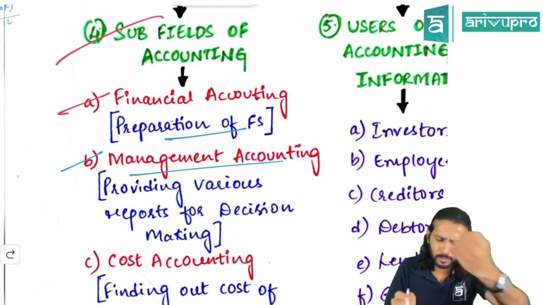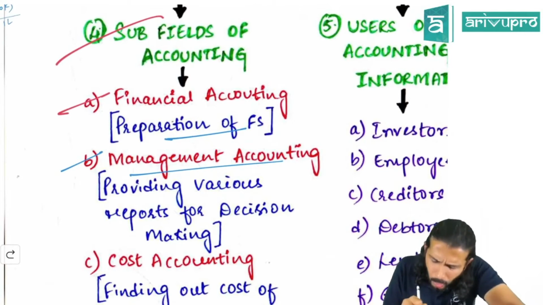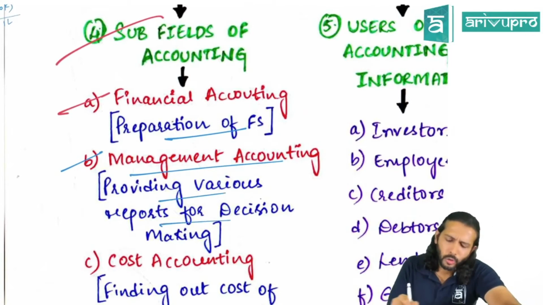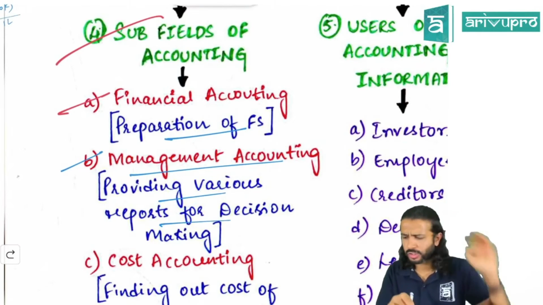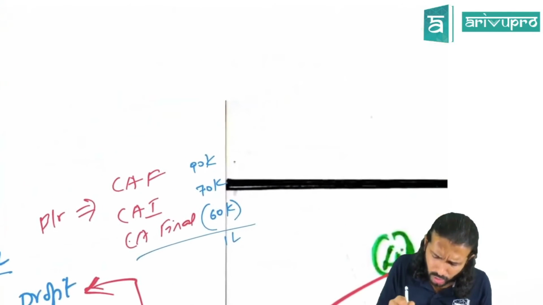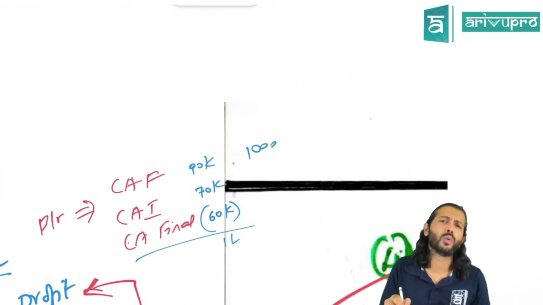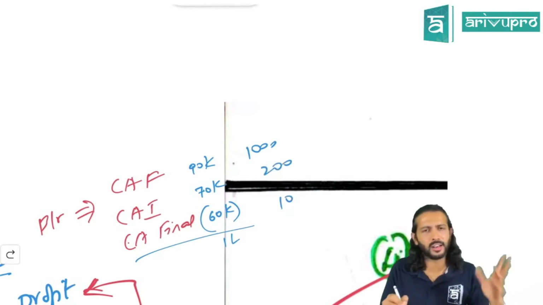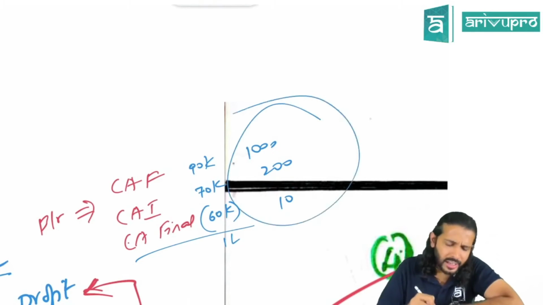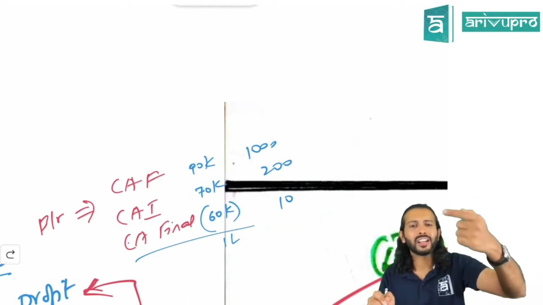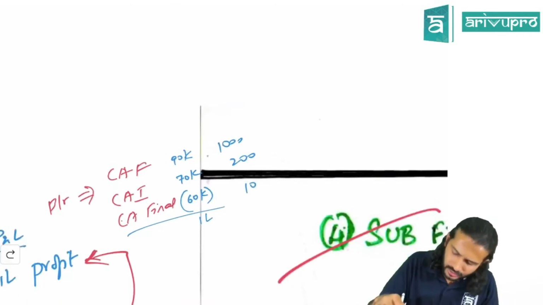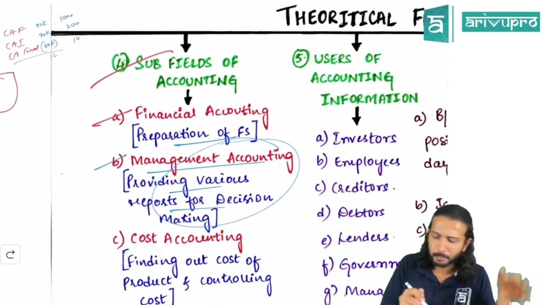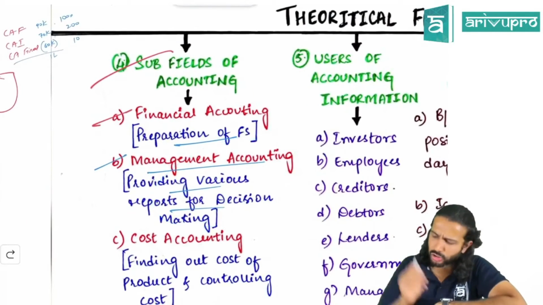principle. So management accounting simply deals with providing various reports for decision making. Whatever reports, like I'll give the report: there are about 1,000 students in CA Foundation, 200 students in CA Inter, 10 students in CA Final. Like this, if I give some extra data, based on this extra data also decisions could be taken. Providing that extra data comes under management accounting. That's all.